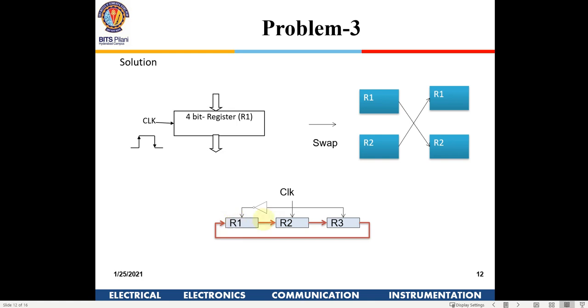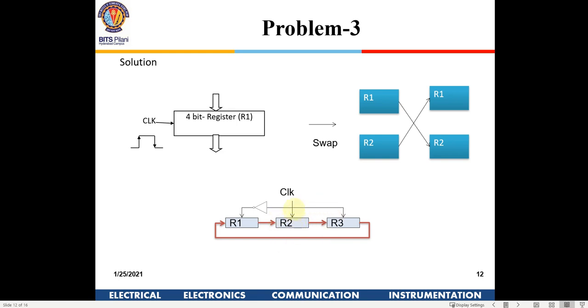Is that problem understood? What is the problem if connecting just R1 and R2 with a positive clock? Yes, sir, understood. There will be a race around condition. It will keep toggling and the information will keep rotating between R1 and R2.